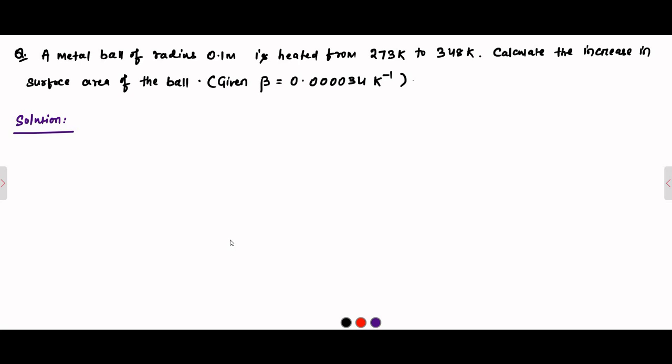So here is another question on thermal expansion of materials. It is given that a metal ball of radius 0.1 meter is heated from 273 Kelvin to 348 Kelvin. Calculate the increase in surface area of the metallic ball. Given beta, which is the thermal surface expansion coefficient, is equal to 0.000034 Kelvin inverse.